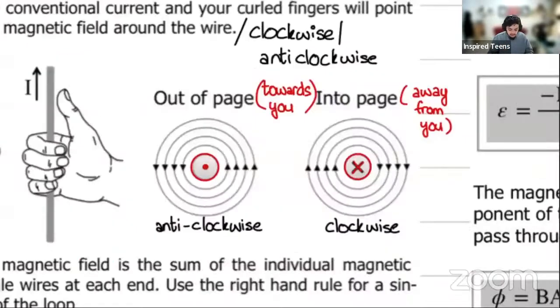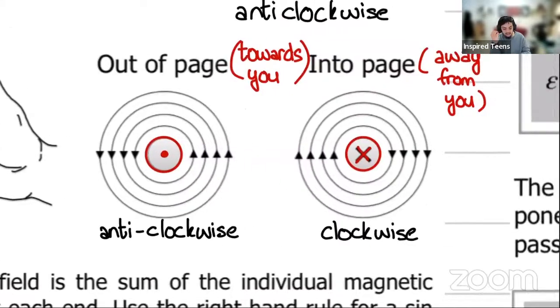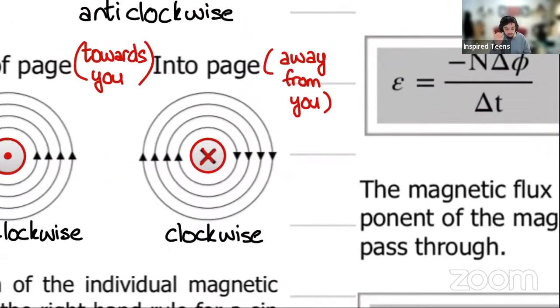So let's look at this diagram. Point your thumb towards you, out of the page, the one on the left. You will see that the rest of your fingers curl anti-clockwise, and that's represented in this diagram. What about into the page? Into the page, point your thumb away from you, and you will notice that your fingers curl in the clockwise direction.